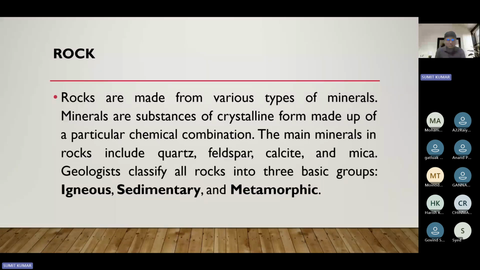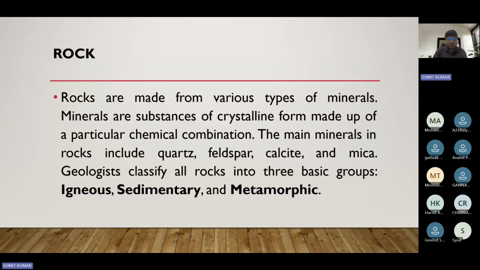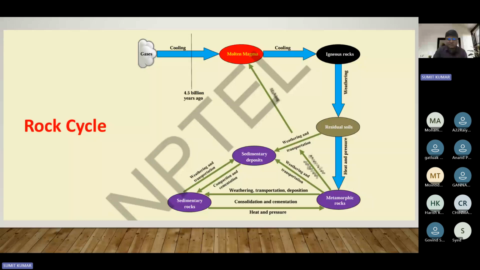I will show it again. You see over here the igneous rocks is there in the top right corner. You can see the igneous rock is written. In the middle right, the, in the bottom right, the metamorphic is written, and the sedimentary deposits are also mentioned over here.